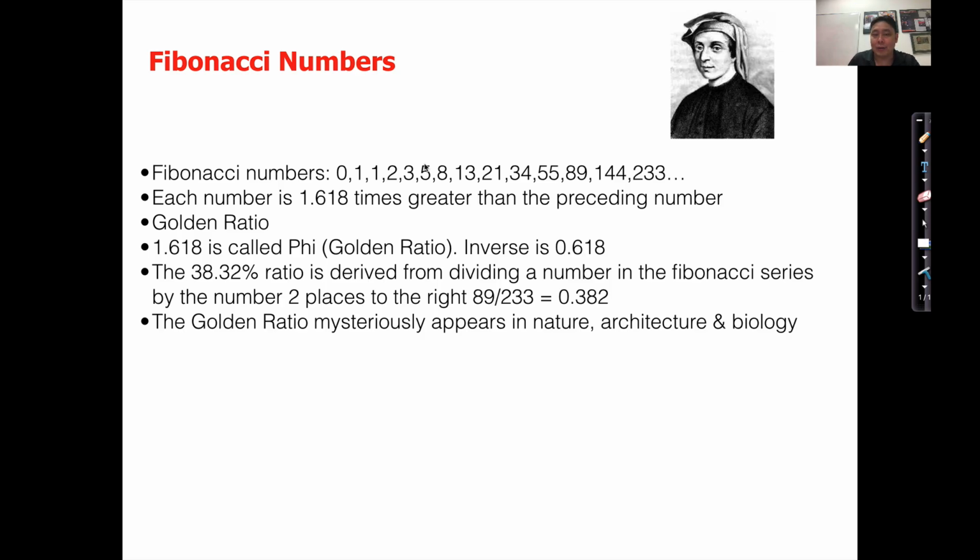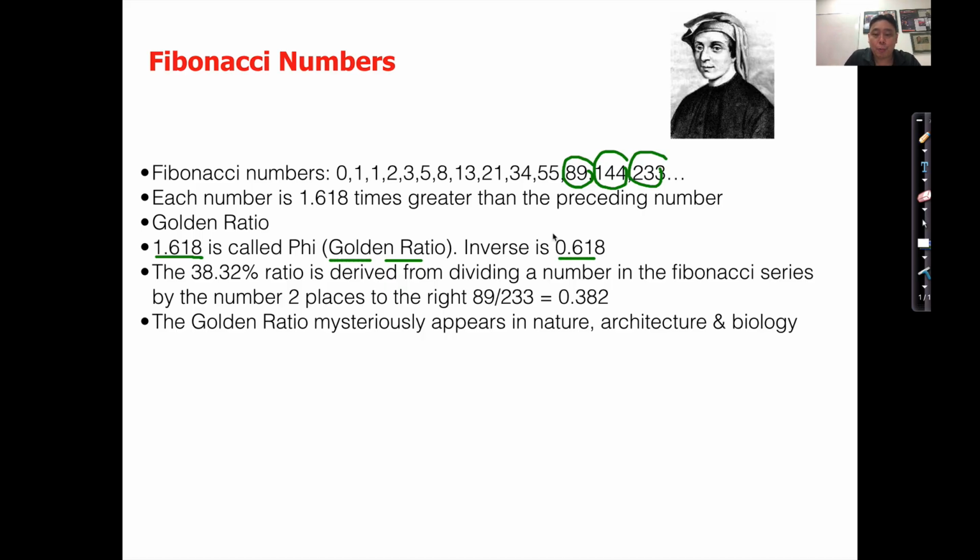Now, so what? Here's the interesting thing. As you create this series of numbers, you find that if you take any number and you divide it by the previous number, you always get the same ratio. If you take 144 divided by 89, you get 1.618. If you take 233 divided by 144, you get 1.618. So every time you take a number divided by the previous number, you always get 1.618. This is called the golden ratio. Now the inverse of it is 0.618. It is also known as the golden ratio.